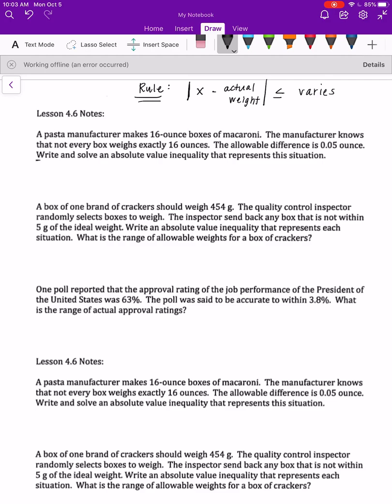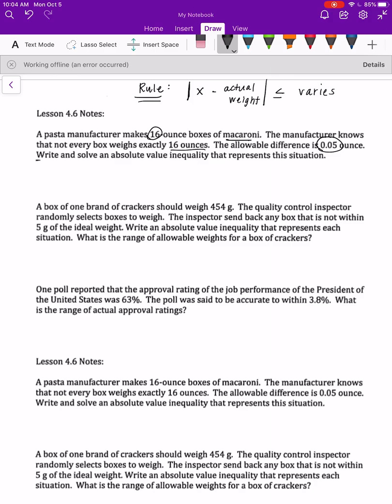So it says a pasta manufacturer makes 16-ounce boxes of macaroni. The manufacturer knows that not every box weighs exactly 16 ounces. The allowable difference is just 5/100ths of an ounce. Write and solve an absolute value inequality that represents the situation. Okay, so here we got a 16-ounce box of macaroni. They know that they don't weigh exactly 16 ounces, and the allowable difference isn't a lot, but it is 5/100ths of an ounce.